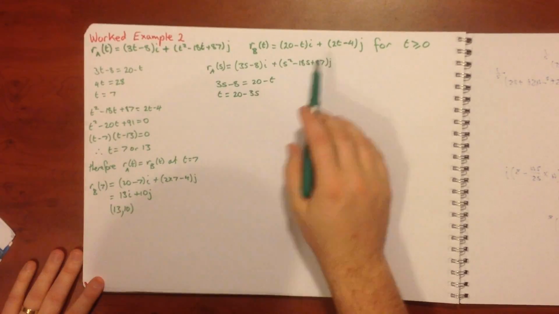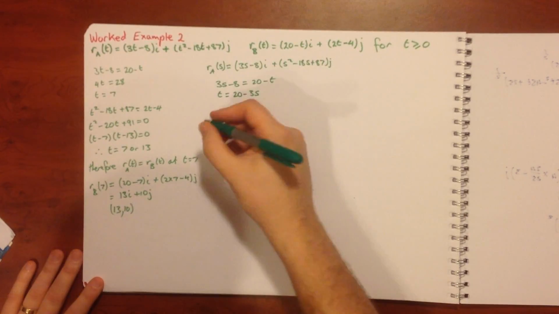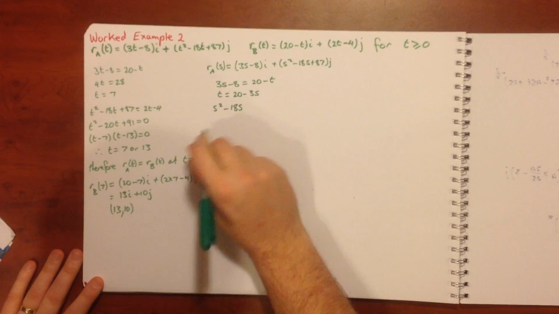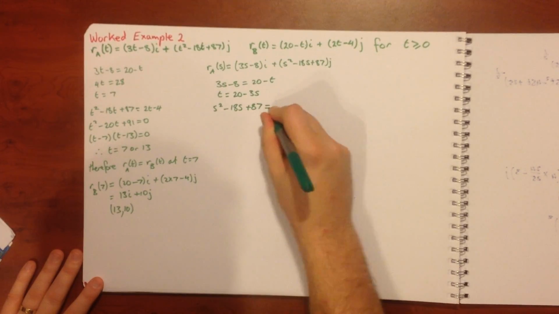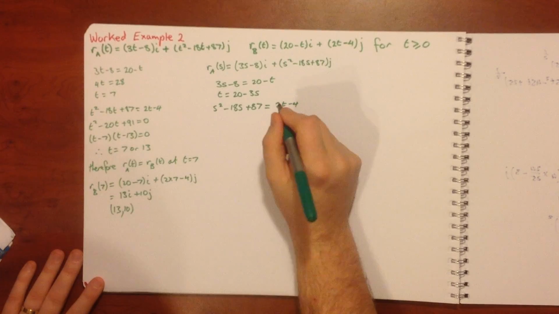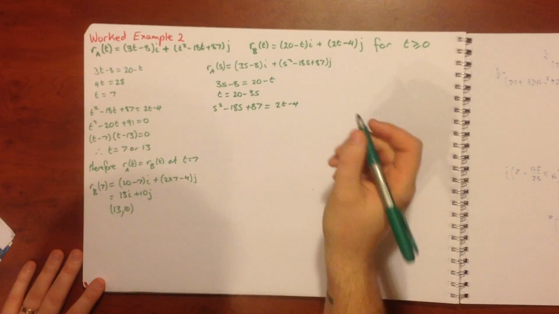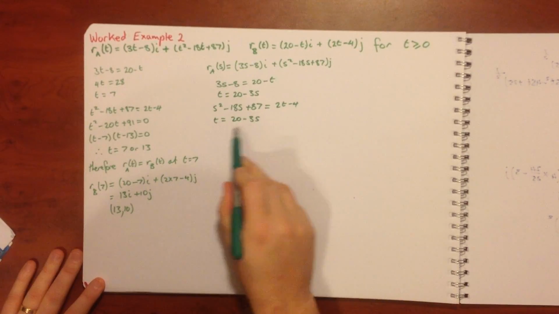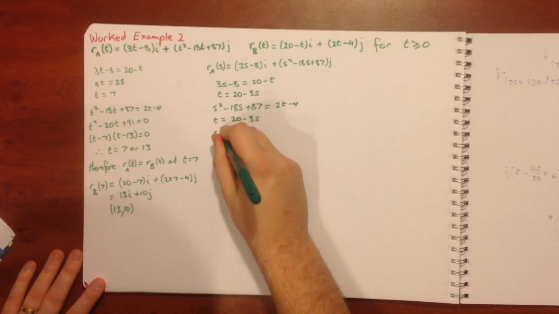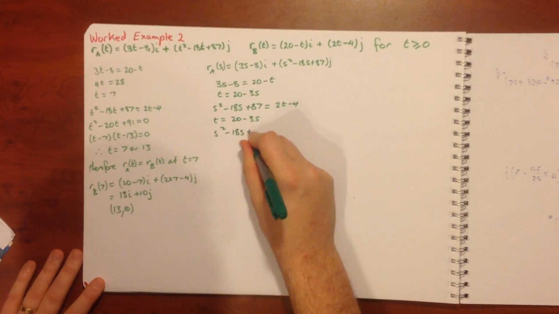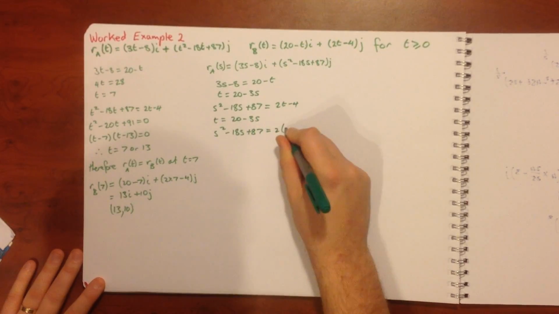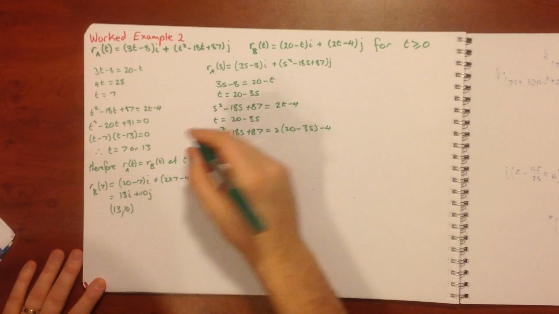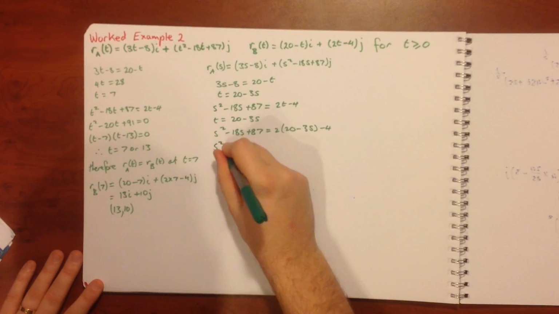Again we can do the same thing with our other parts as well, and say that we've got our s squared minus 18s plus 87 is equal to 2t minus 4. We know, however, that t equals 20 minus 3s. So we can sub that in for t here, and we'll get s squared minus 18s plus 87 equal to 2 outside of 20 minus 3s minus 4. And we can expand out those brackets.